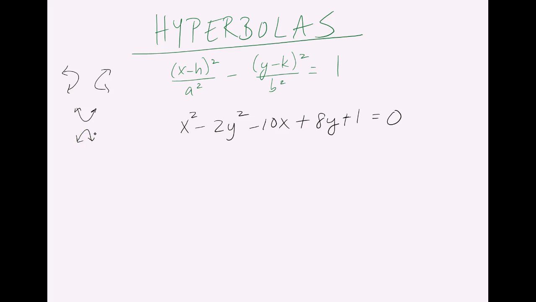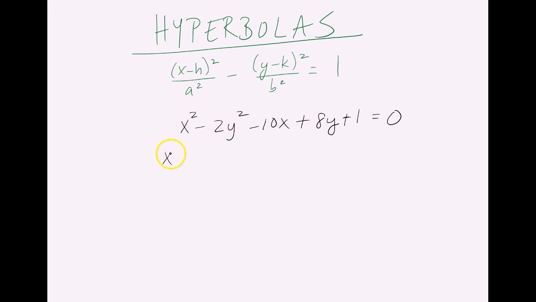Now, the way you're going to know that is by who leads the equation. Whoever ends up in front of the minus sign, the positive term dictates if it's going to be side to side or up and down. So let's start our completing the square process that we've been talking about and see what ends up happening, okay?